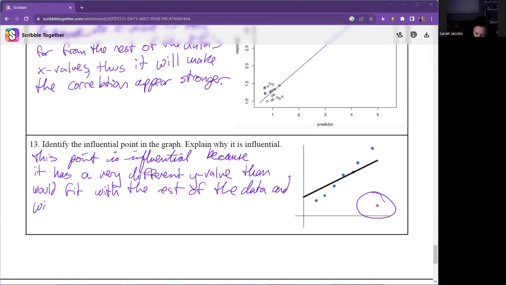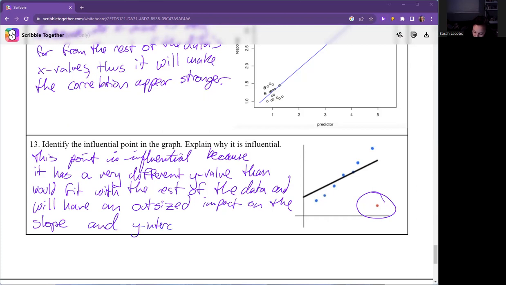And will have an outsize, so more than it should, impact on the slope and y-intercept. So you can kind of see if we took this point out, then our line would be much more like that. It would make our slope a little steeper. It would make our y-intercept a little bit lower. So this point is like basically taking this line and pulling it down.